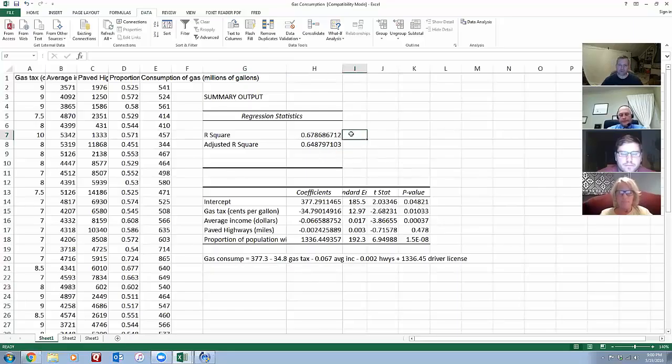And I think I mentioned before too that one of the characteristics of R squared is that if you add variables to your model, it never decreases.